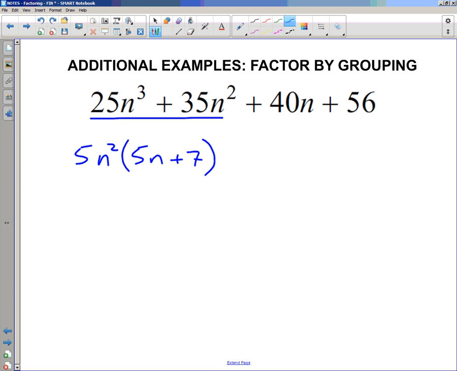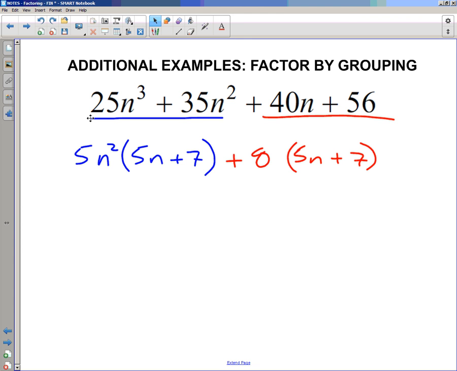So we're going to do the same thing for the last 2 terms. We'll group those up and look for a GCF as well. 40 and 56 are both divisible by 4. I believe they're both divisible by 8 as well. Yeah, both divisible by 8 as well. So let's bring an 8 out in front, and we don't have n's in both terms, so it's just going to be an 8 out in front. 40n divided by 8 is going to give us 5n. 56 divided by 8 is going to give us 7.